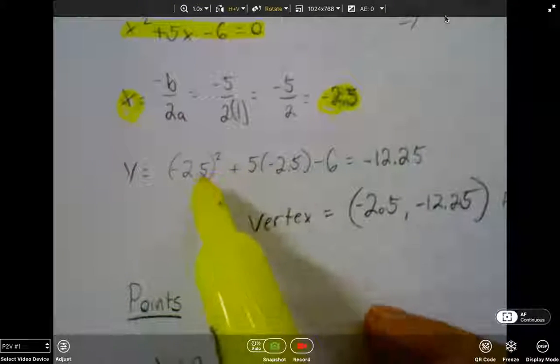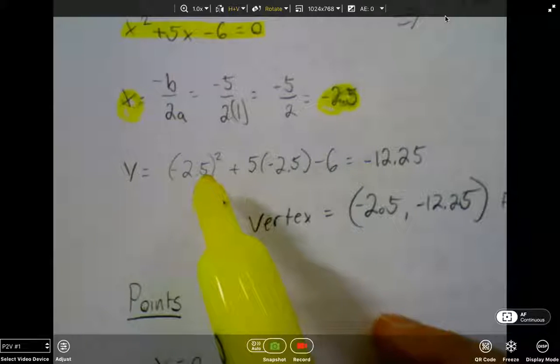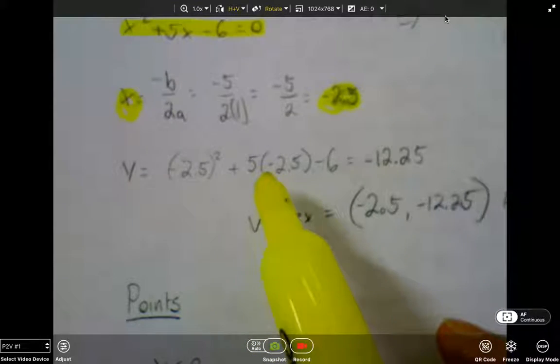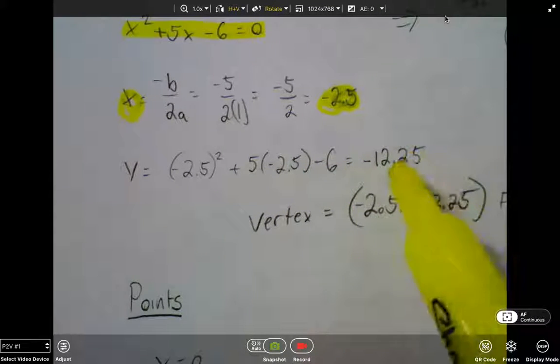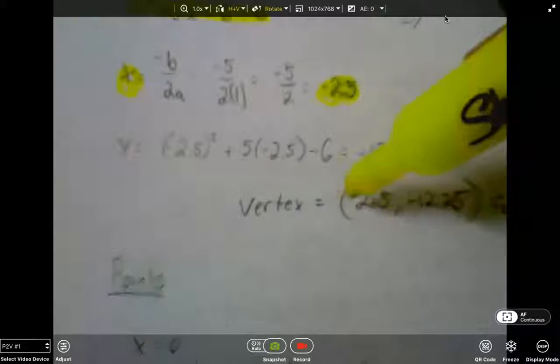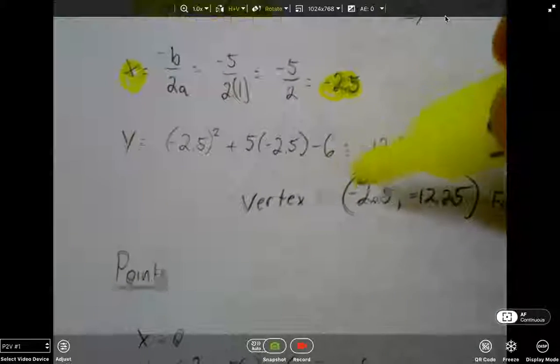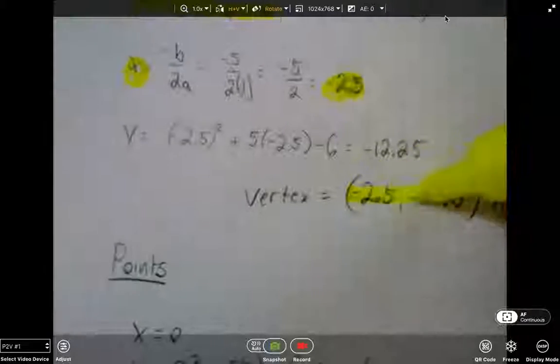So this is the part I really messed up yesterday. Negative 2.5 squared plus negative 2.5 times 5 minus 6 was negative 12.75. So that was one of my mistakes yesterday. The other thing I noticed that I made a mistake on yesterday. So here's my vertex right there.